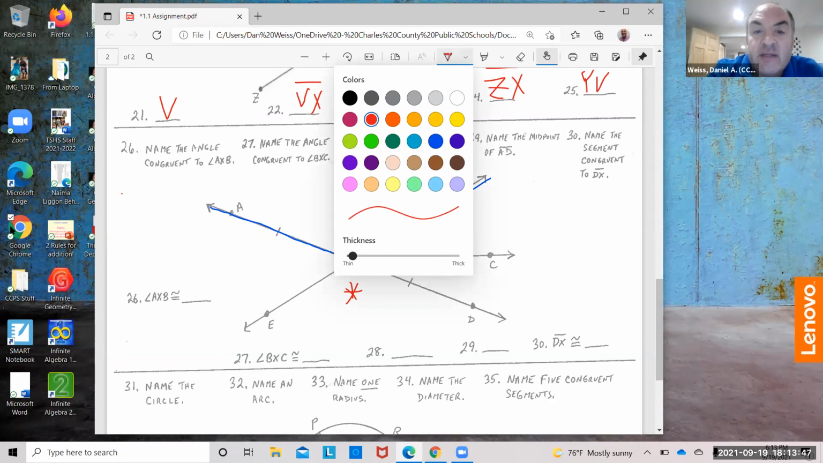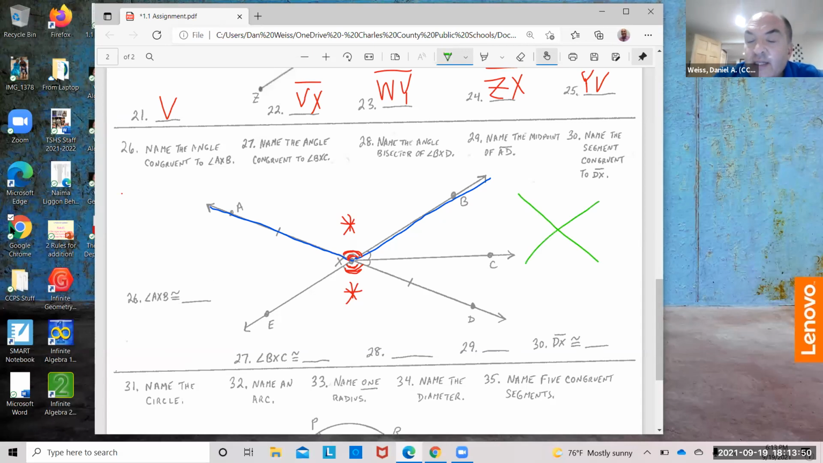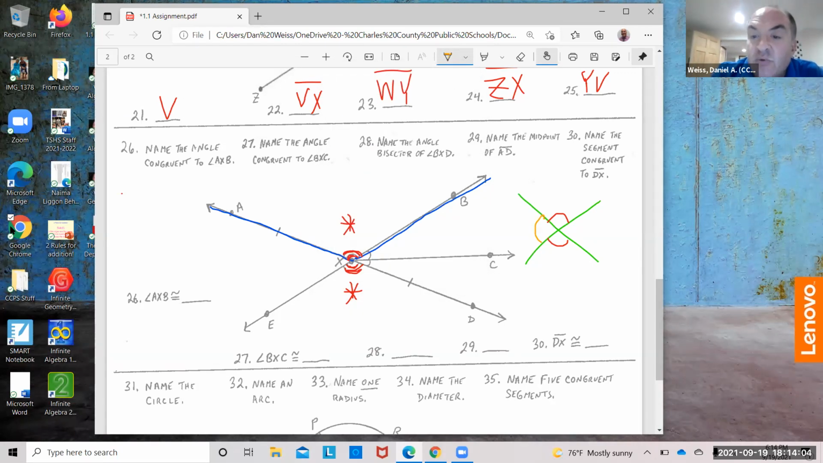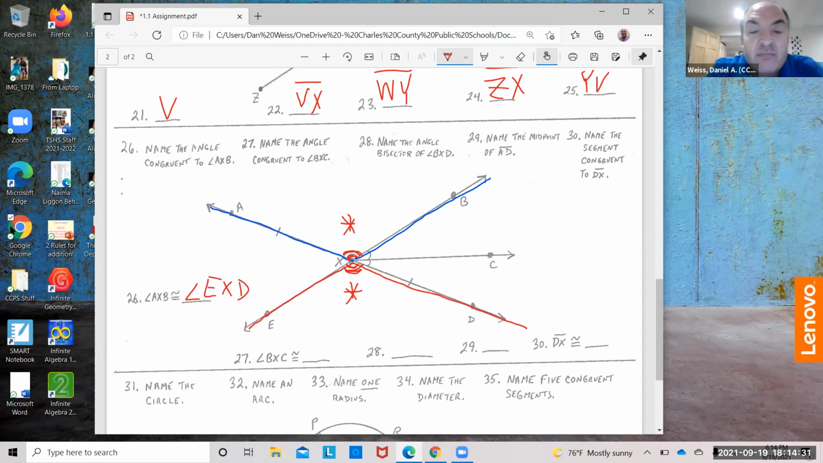Always. In other words, whenever you have two crossing lines like this, this angle will always be equal to this angle. And not only that, but this angle will always be equal to this angle, always. So to answer the question, what angle is congruent? Congruent means equal, by the way. Congruent to angle AXB is going to be angle EXD. Right? EXD. Okay.